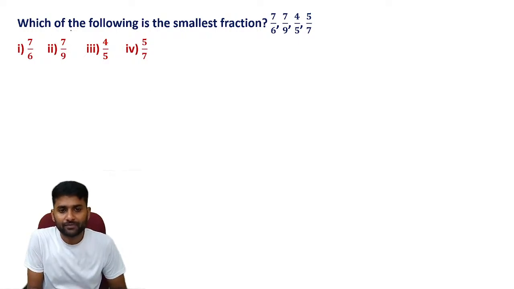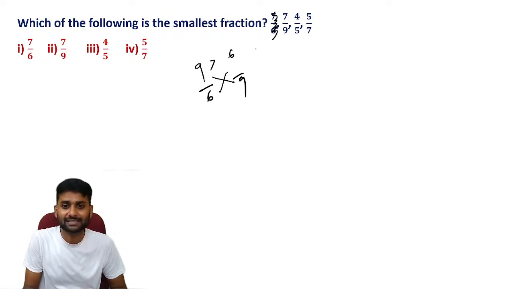Now see the question: which of the following is the smallest fraction? Let's take 7 by 6 and 7 by 9. Guys, if the numerator is the same, cross multiply them. Here you will get 6, here you will get 9. So definitely 9 is greater than 6. So 7 by 6 is greater than 7 by 9. But we need the smallest, right? So 7 by 9 is smallest.